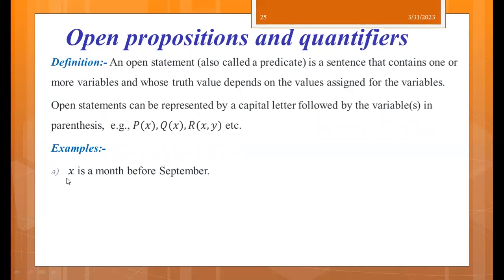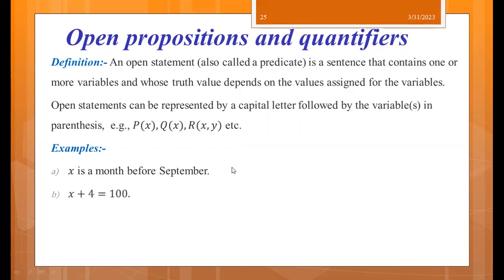This is an open proposition because of the involvement of the variable x. The truth value of this open proposition depends on the month that replaces x. If the month that replaces x is a month just before September, this is true. But if the month is not before September, the truth value of this open proposition becomes false.